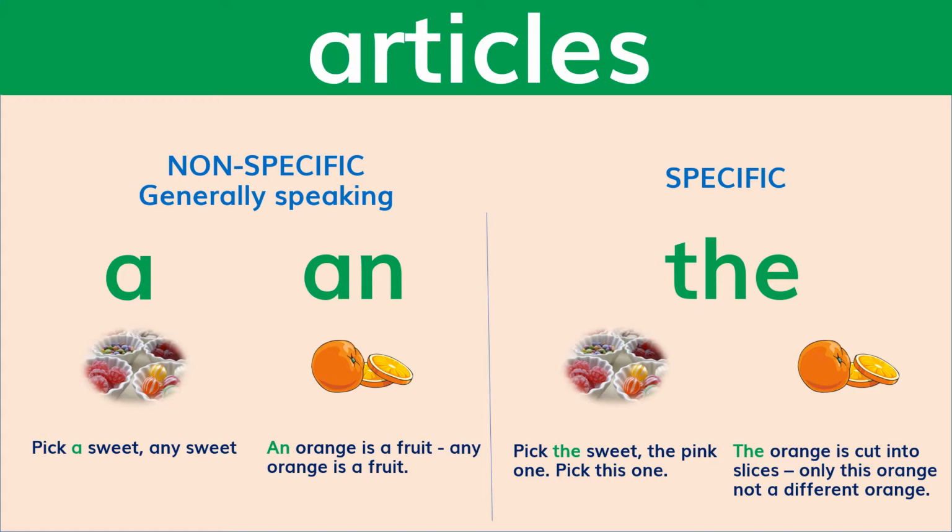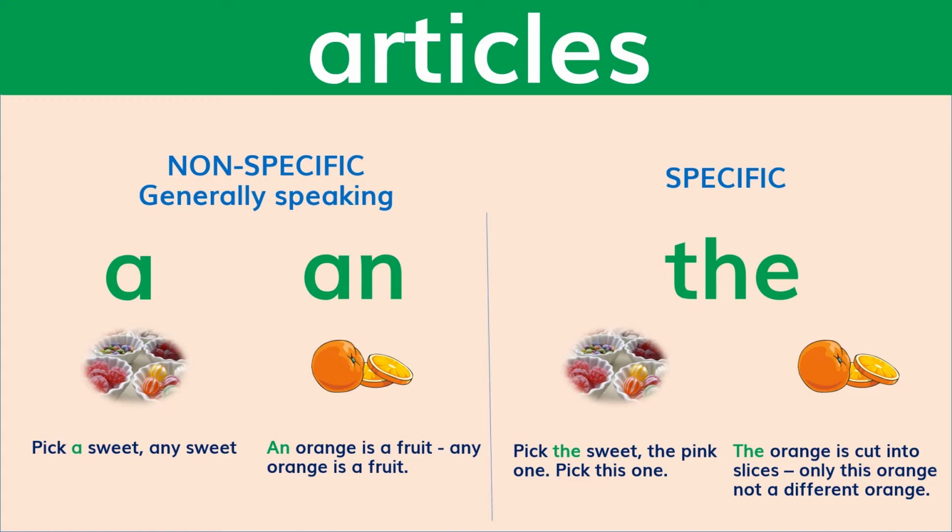If I'm talking about a non-specific noun, such as an orange, this time because orange starts with a vowel, I use the an. But again, I'm talking about a non-specific orange. It's any orange. An orange is a fruit. Any orange is a fruit. I'm not talking about any particular orange. It's any orange.